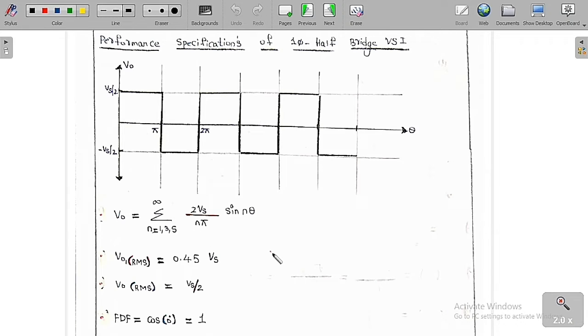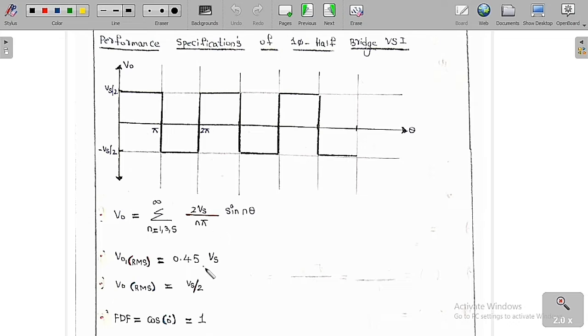So sigma n equal to 1, 3, 5 up to infinity of 4 into the peak value Vs by 2 by n pi into sine n omega t. Finally, you get 2 Vs by n pi into sine n theta. This is the expression. Now I want to find the RMS value of the fundamental component. Substitute n equal to 1. The peak value of the fundamental component of the output voltage is 2 Vs by pi.